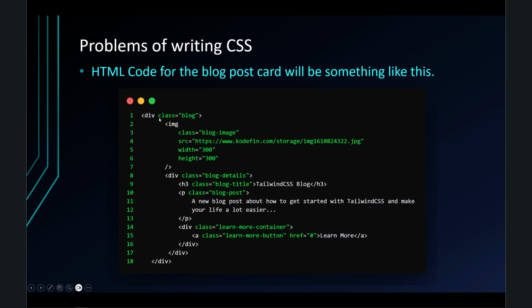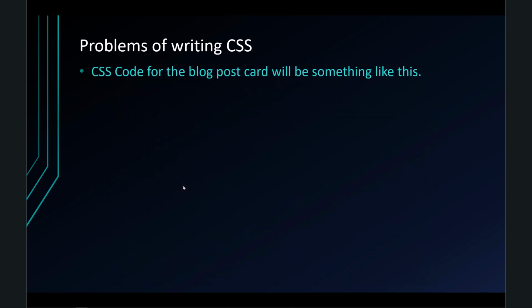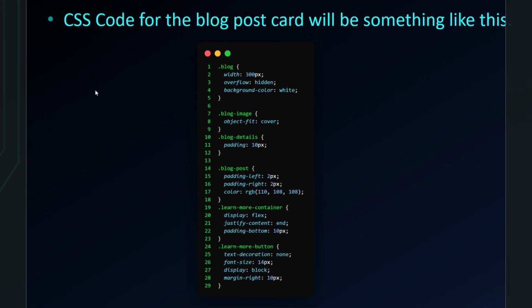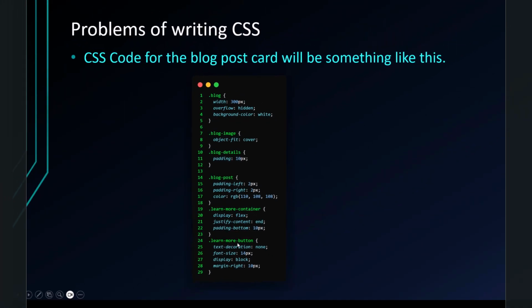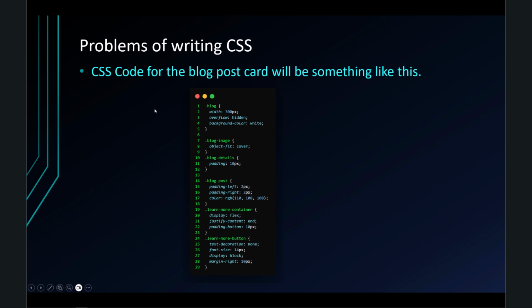So we have a div element with the class blog, we have a blog image, we have a div with blog details, we have heading, we have paragraph, we have learn more container, and then a button for learn more. So this is going to be the HTML, and if we are going to write the CSS, it will look something like this one. So we have the blog, 300 pixel, blog image, blog details, blog post, learn more container, and learn more button.